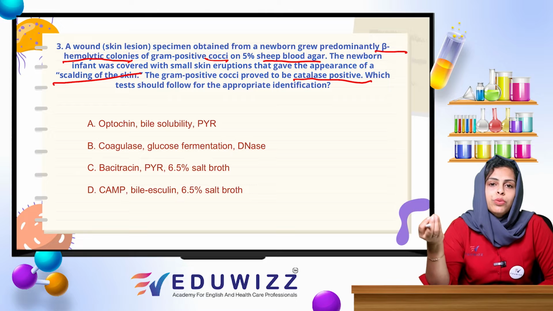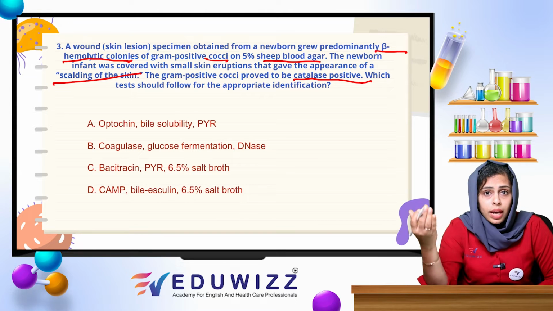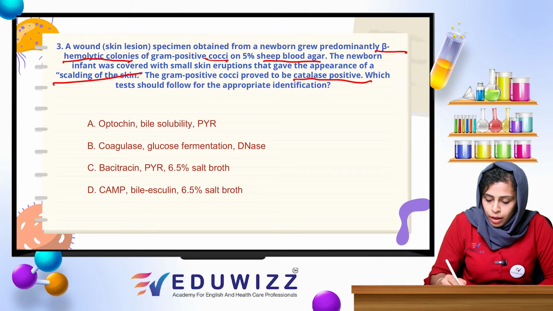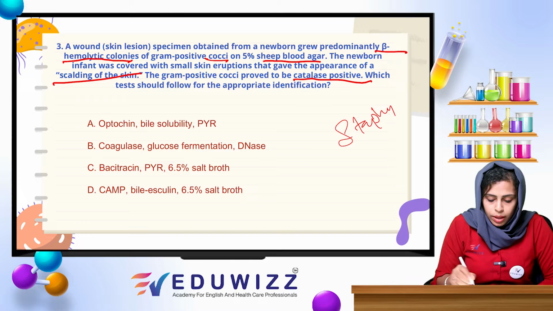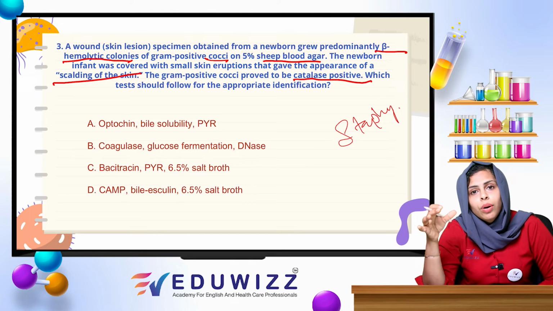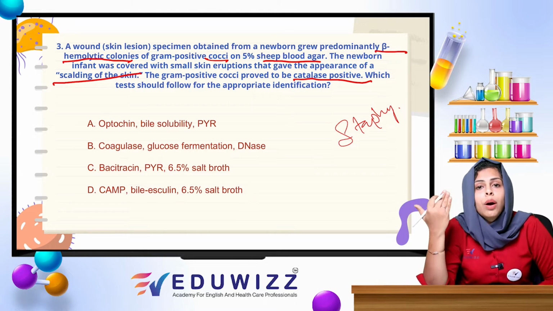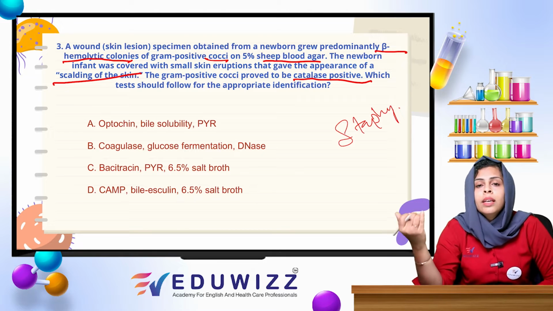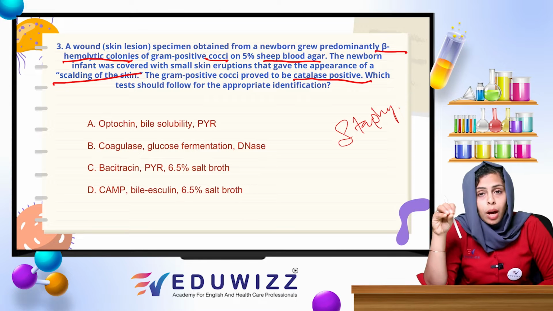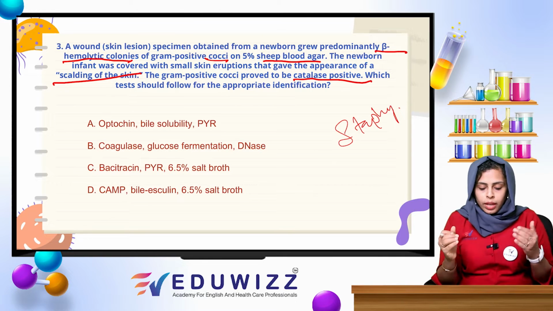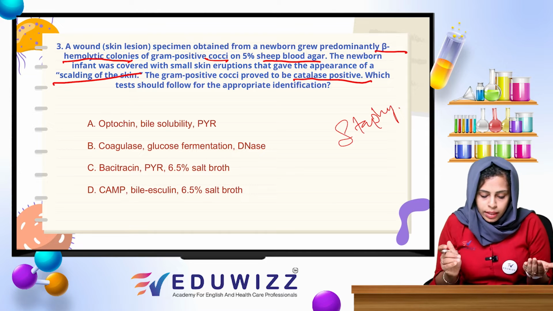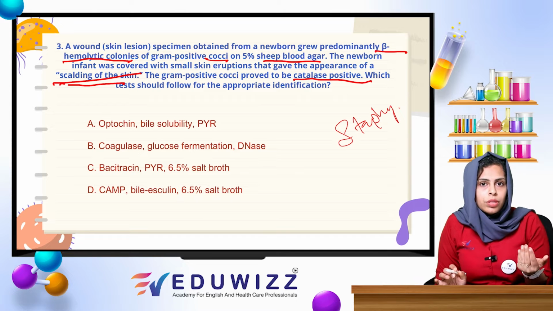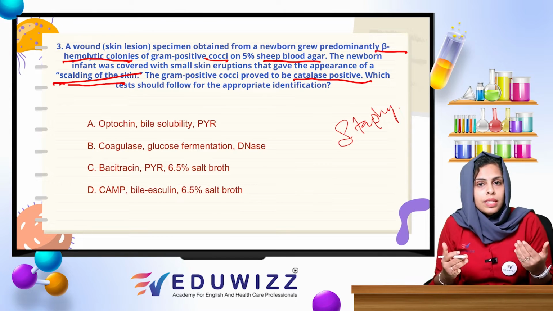We do the catalase test. If the organism gives catalase positivity, we can conclude it is staphylococci. So we have got that the organism is staphylococci. Next, we have to confirm which species it is, Staphylococcus aureus or anything else. Here they are asking for the appropriate identification test. It is already told that the patient has scalding of the skin, and in newborns this is mainly caused by Staph aureus.